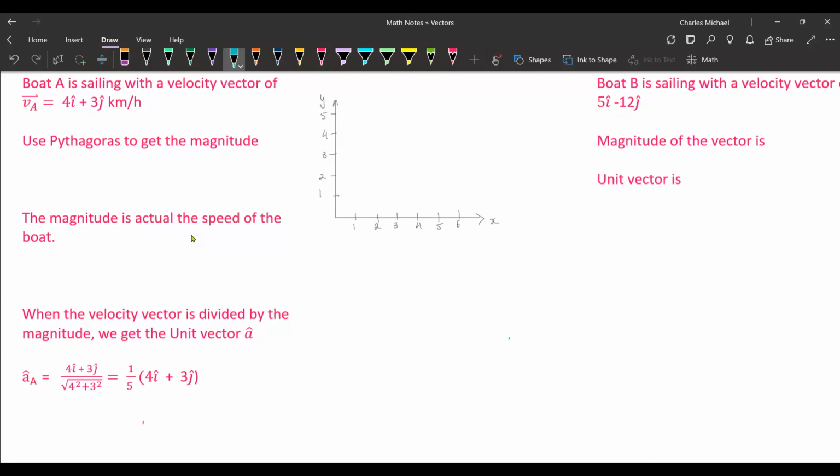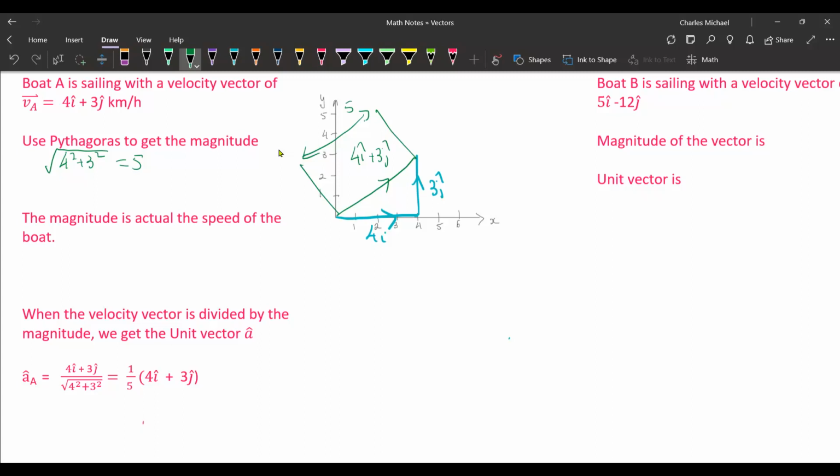So first we do the velocity: 4i plus 3j. And the resultant vector will be 4i plus 3j. The magnitude of this vector, the length of this vector, will be 5 units. We know that from Pythagoras, 4 squared plus 3 squared is 5 squared.